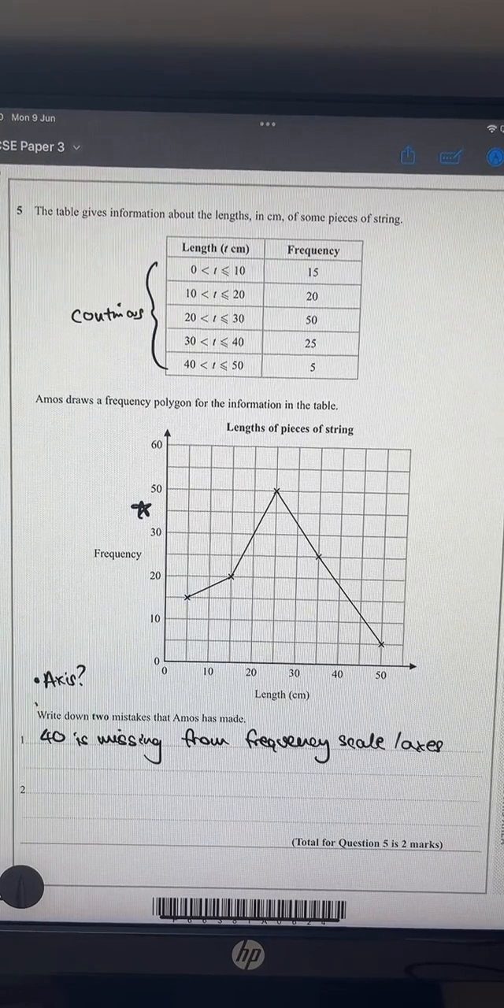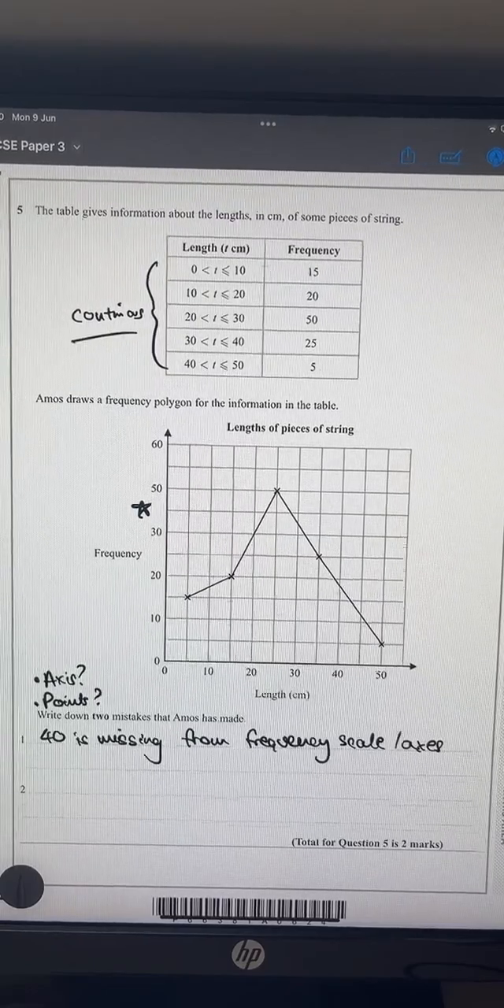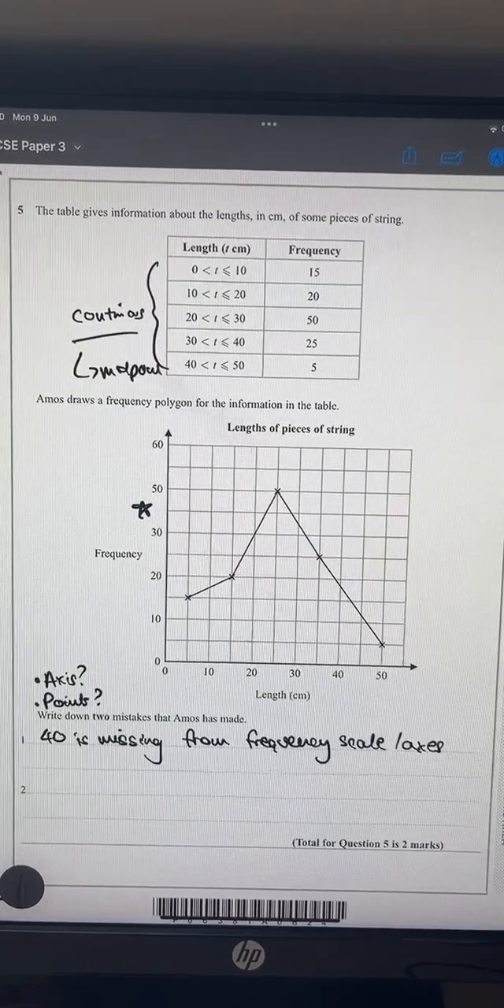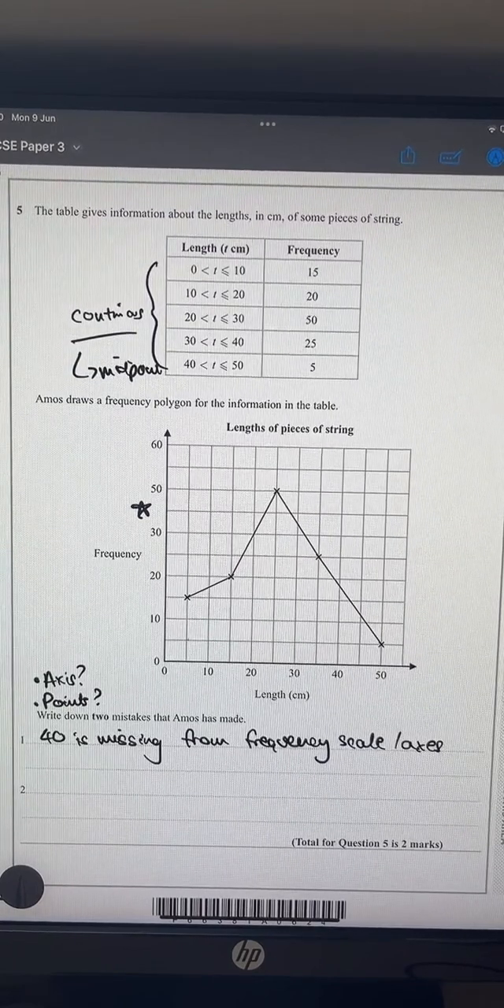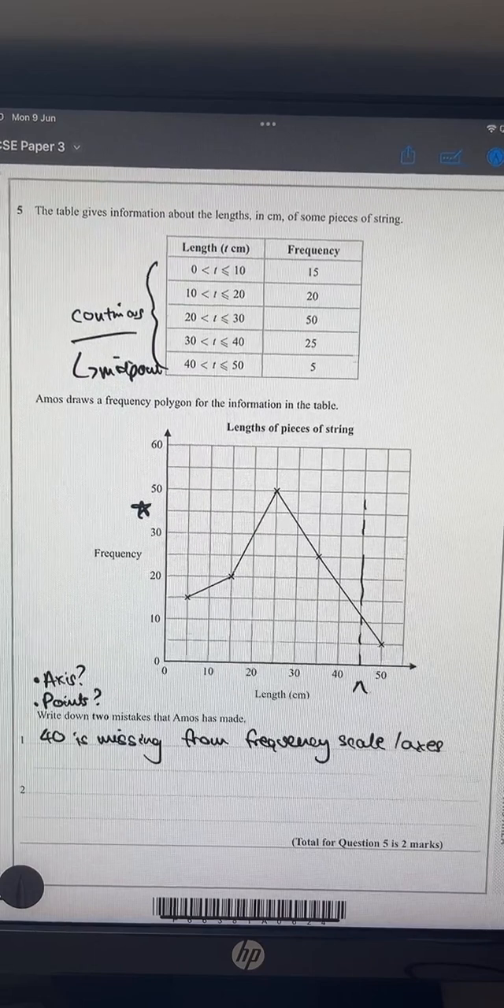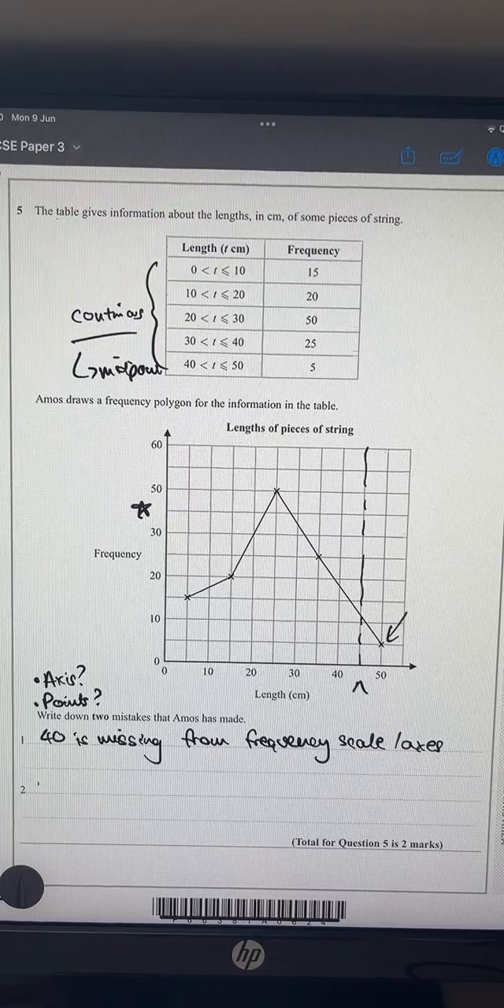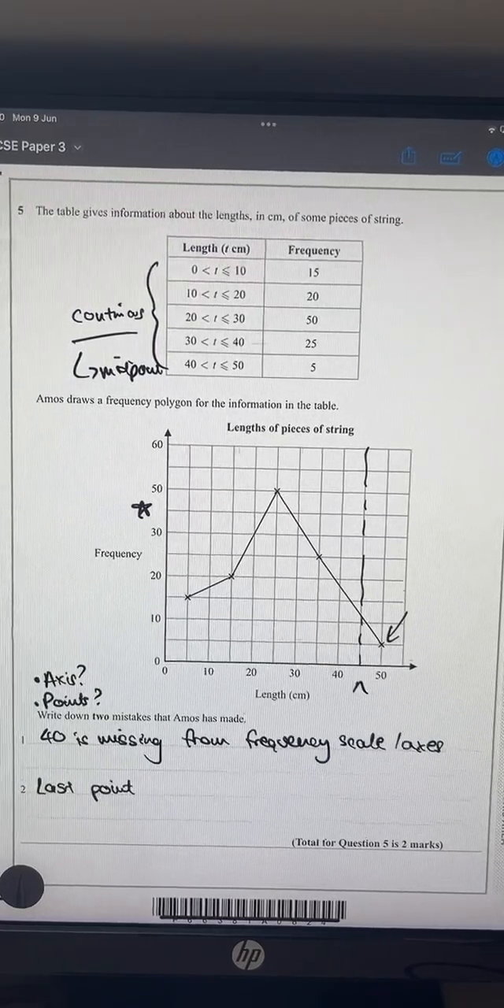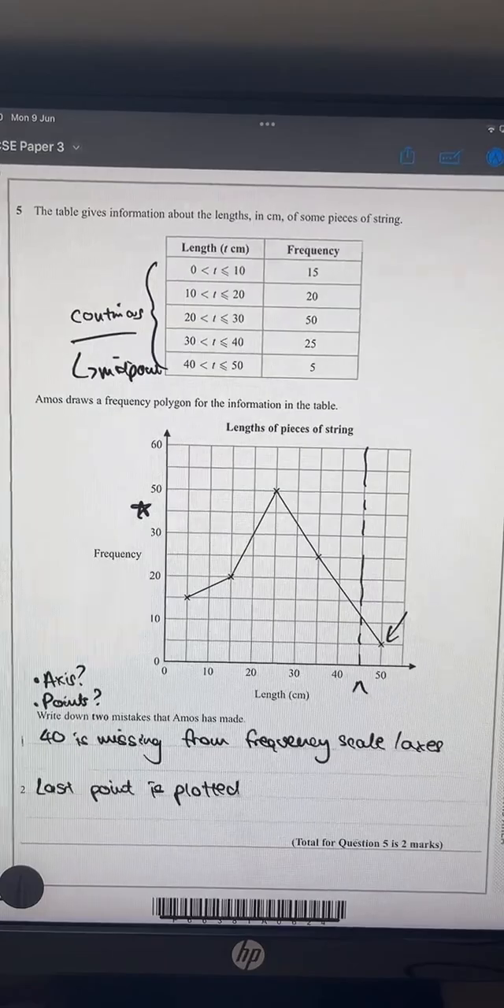Then I look at the points. Are any of the points plotted incorrectly? Because remember, it's continuous, right? So we'll plot them at the midpoint. So 15 is plotted correctly there between 0 and 10. Then we see 20, yep, that's correct. 50, yep, that looks nice. 30 is plotted there, 25, nice. The last one is meant to be plotted in this line, but it has been plotted here. So this is the mistake on this one. So we'll just say the last point is plotted incorrectly.